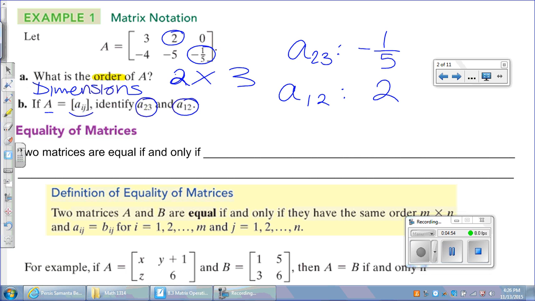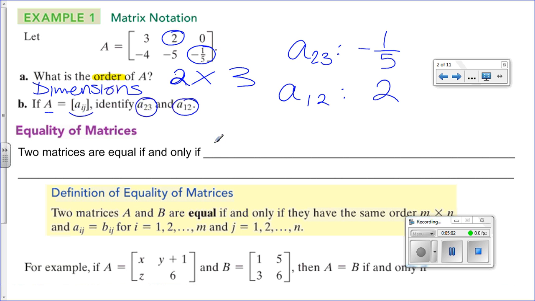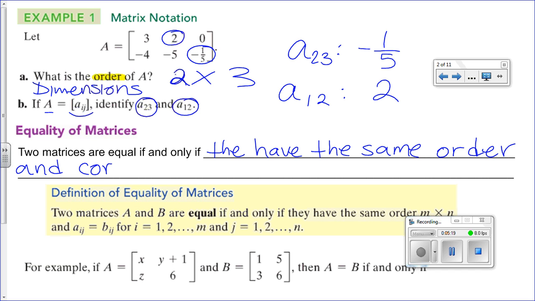Now let's talk about the equality of matrices, and we're going to say that two matrices are equal if and only if they have the same order or the same dimensions, and also corresponding elements are equal.